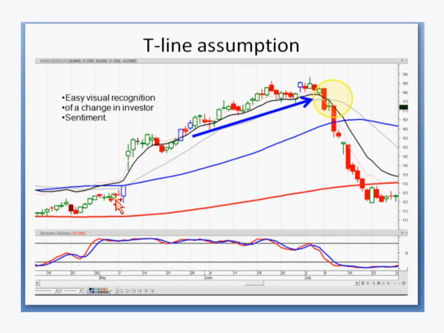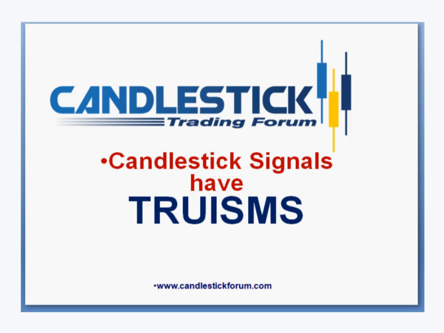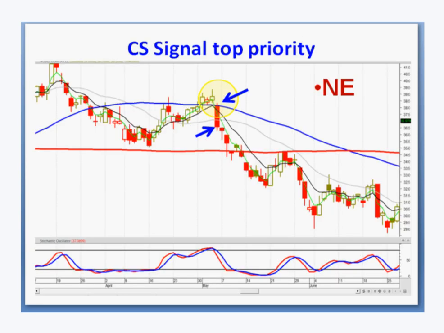We've got a lot of trade setups, like the 45 degree, where we know we can stay long until we see that sell signal and a close below the T-line. So as we go through this, we're going to find out there's a lot of candlestick signal truisms, and it makes the visual identification of what's going on in a price trend very simple.